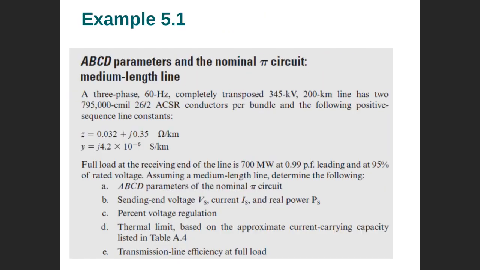And then what we want to find is the sending end voltage. We already know the receiving end voltage. How do we know? We know this 0.95 times this is the receiving end voltage. Okay, 0.95 times 345. Now, is this line to line or line to neutral?